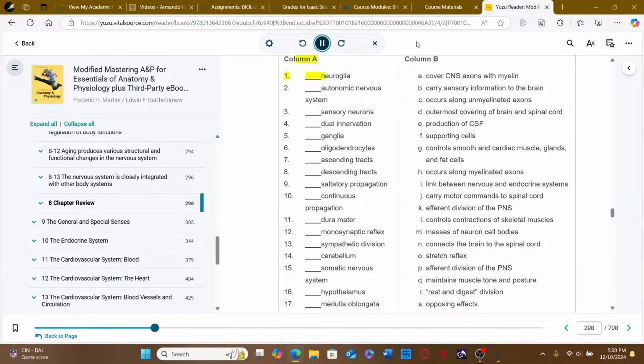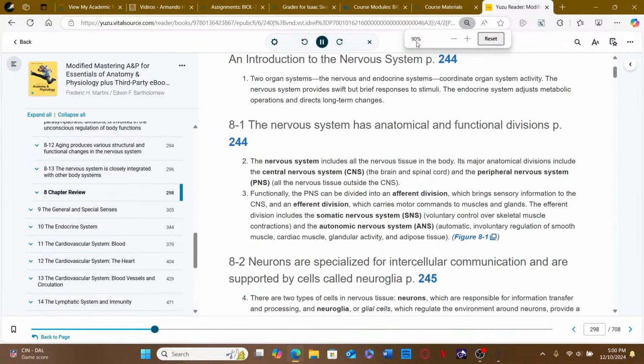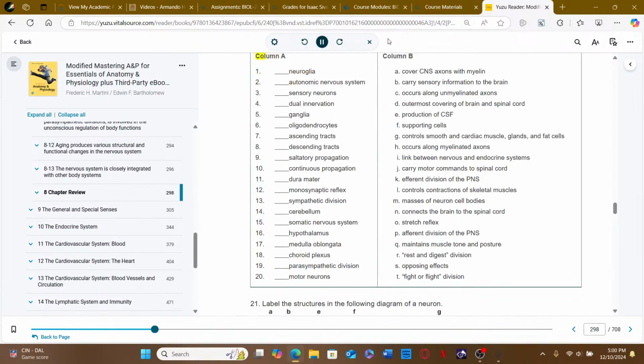Column A. 1. Neural gland. 2. Autonomic nervous system. 3. Sensory neurons. 4. Dual innervation. 5. Ganglia. 6. Oligodendrocytes. 7. Ascending tracts. 8. Descending tracts. 9. Saltatory propagation. 10. Continuous propagation. 11. Dura mater. 12. Monosynaptic reflex. 13. Sympathetic division. 14. Cerebellum. 15. Somatic nervous system. 16. Hypothalamus. 17. Medulla oblongata. 18. Choroid plexus. 19. Parasympathetic division. 20. Motor neurons. Column B.